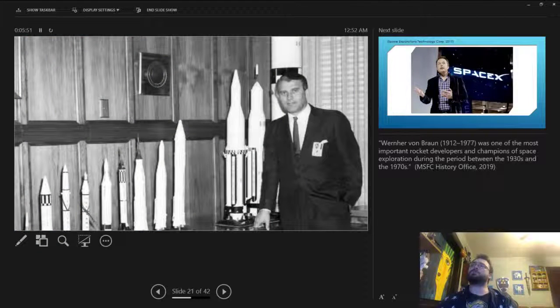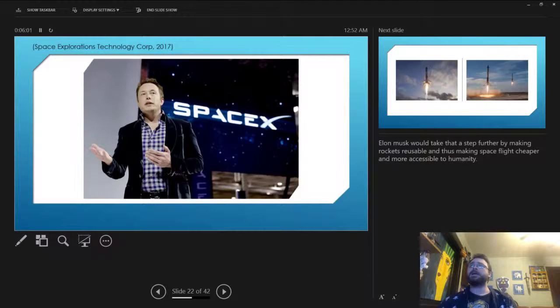Wernher von Braun was one of the most important rocket developers and champions of space exploration during the period between the 1930s and the 1970s. (MSFC History Office, 2019.) Elon Musk would take that a step further by making rockets reusable and thus making spaceflight cheaper and more accessible to humanity.